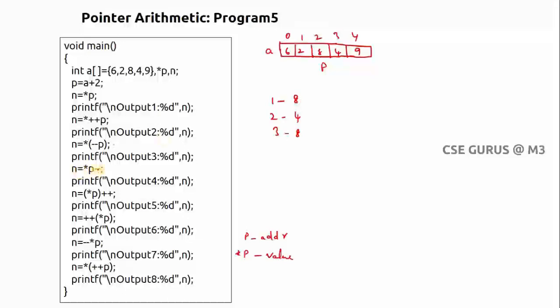So now n equals 8. That means I'll output 4 is equal to 8. That is what you have to do. Now decrement. What is to be decremented? Is it value or address? Definitely only the address is to be decremented.